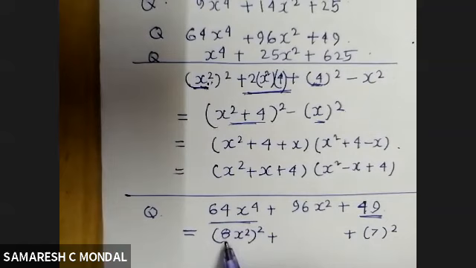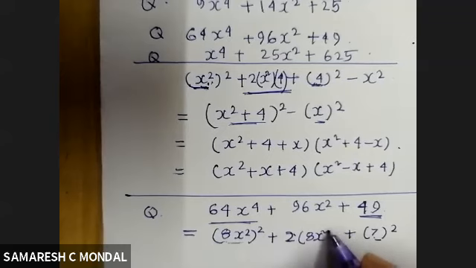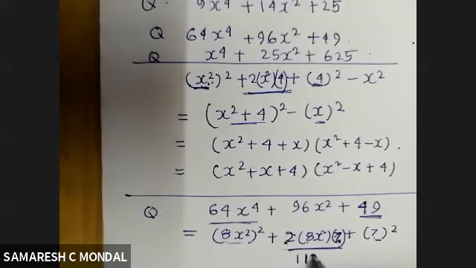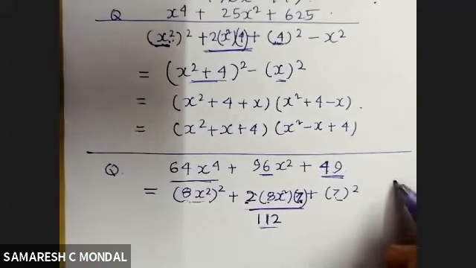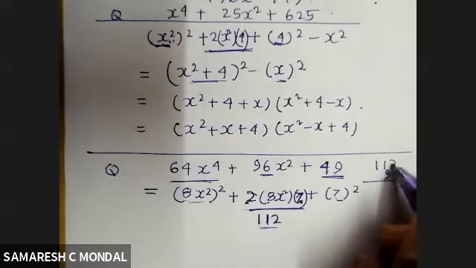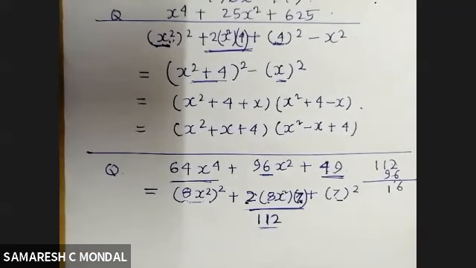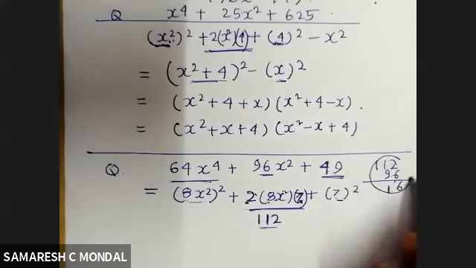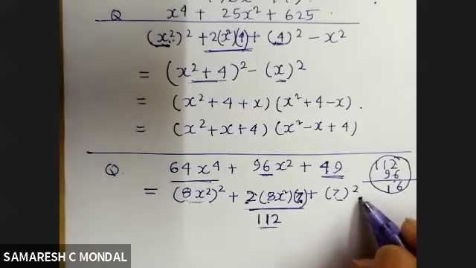So how much do we need to add over here? 2ab. This is a square, this is b square, so we need to write 2ab. So 2 times 8x square into 7. So how much does it come to? 8 into 7 is how much? 8 sevens are 56. 56 into 2 is 112. So from 112, how much shall I subtract to get 96? If you have a doubt, you write 112 minus 96 is 16. Okay. So this is the layman method, but I'm just telling you directly what you can subtract.